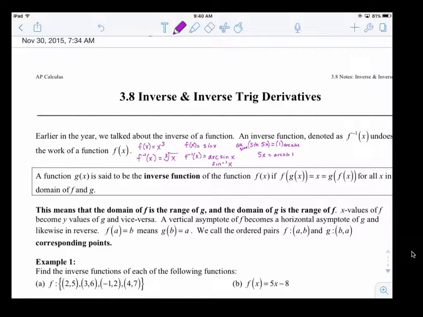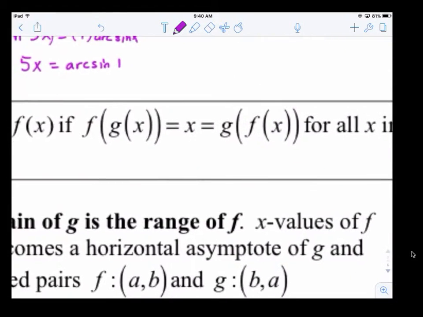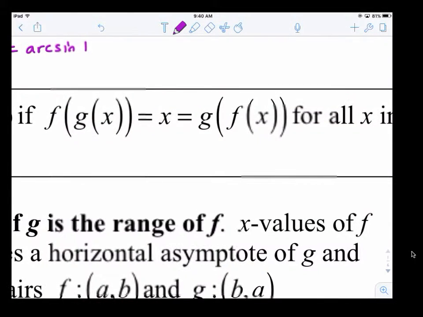Now, function g of x is said to be the inverse if, and you will see this notation sometimes on a multiple choice question where they tell you that f and g are functions and this occurs: if I plug g of x into the f function, I'm left with just x. And if I plug f of x into g, I'm also left with just x. Everything cancels out, and you're left with x to the first.